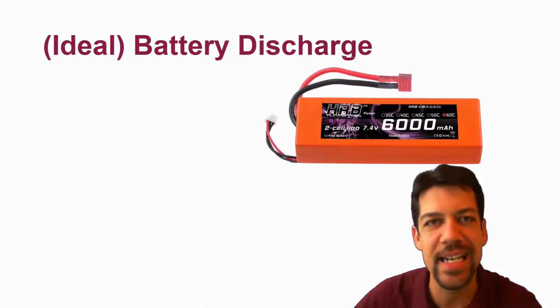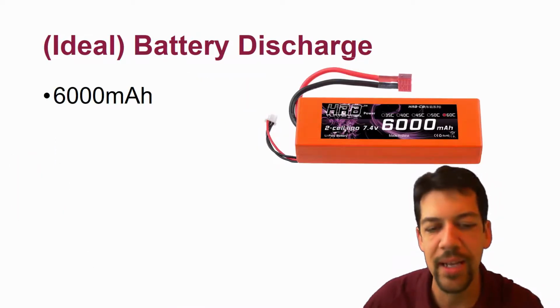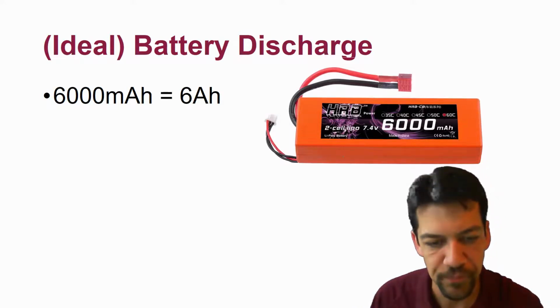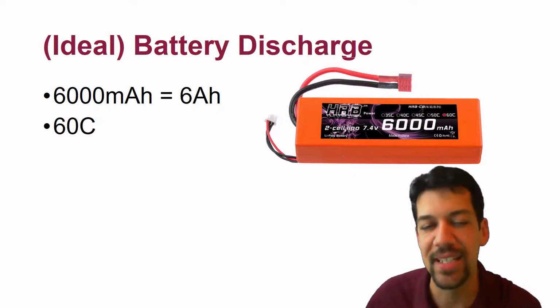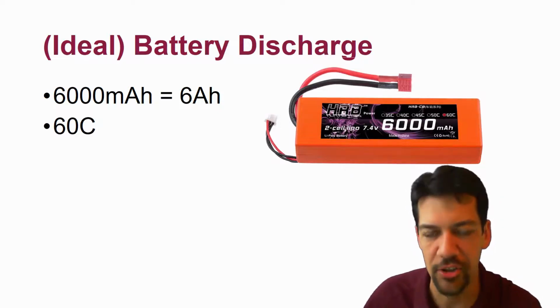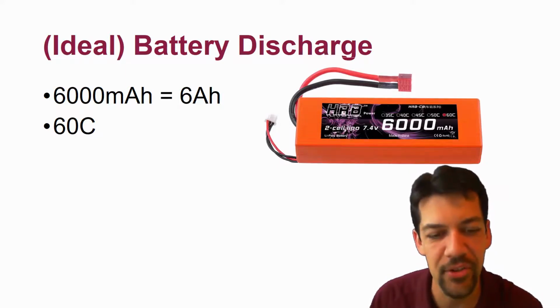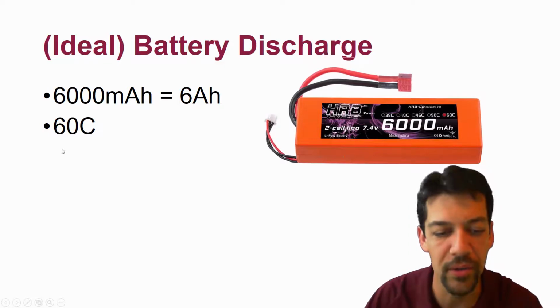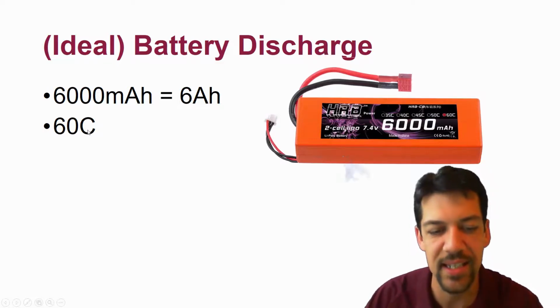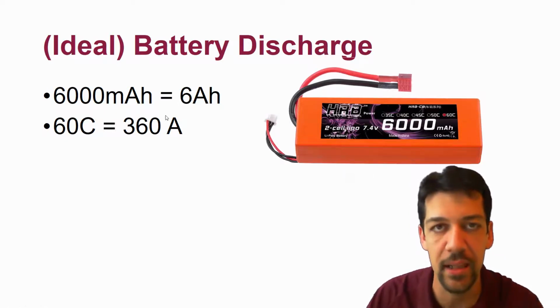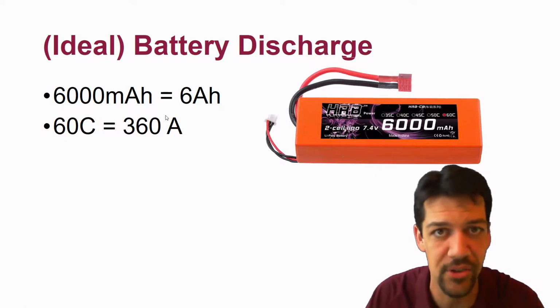So let's look at ideal battery discharge. Here I've got my 6,000 milliamp battery, which is a 6 amp hour battery. I have a 60C discharge rate, so I can take that discharge rate times my capacity of 6 amp hours. 60 times my capacity is 360 amps. So I can pull safely from this battery 360 amps. Now that sounds ridiculously high, but it's true. It's a very high discharge battery.